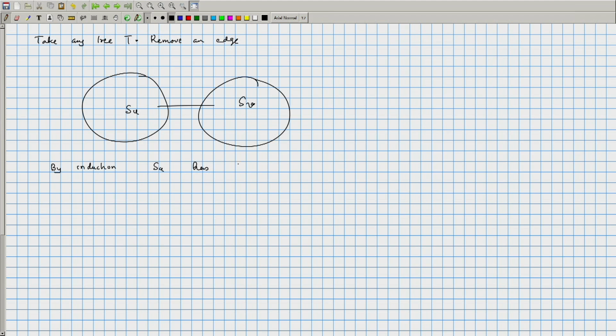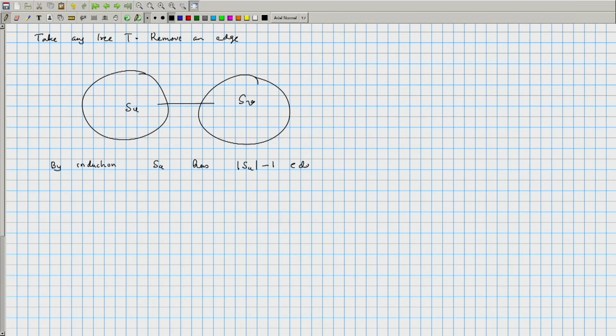SU is a tree, and therefore, the number of edges by induction is size SU minus 1, where size SU means the number of vertices in that particular component, and SV has size SV minus 1 edges. So, together the total number of edges will be SU minus 1 plus SV minus 1 plus 1 for the edge UV that we had removed. So, size of SU plus size of SV is n, so that will be n minus 2 plus 1, which is equal to n minus 1.